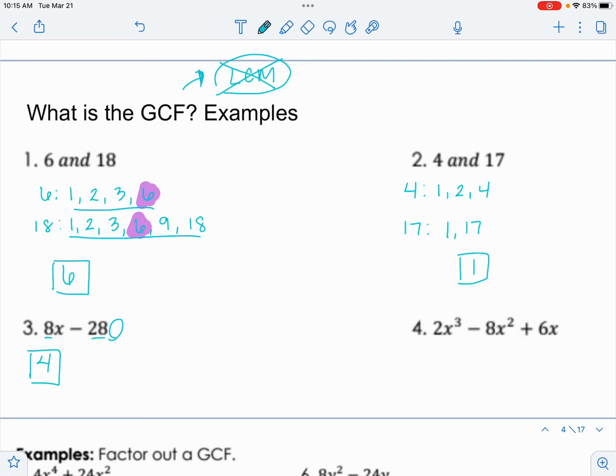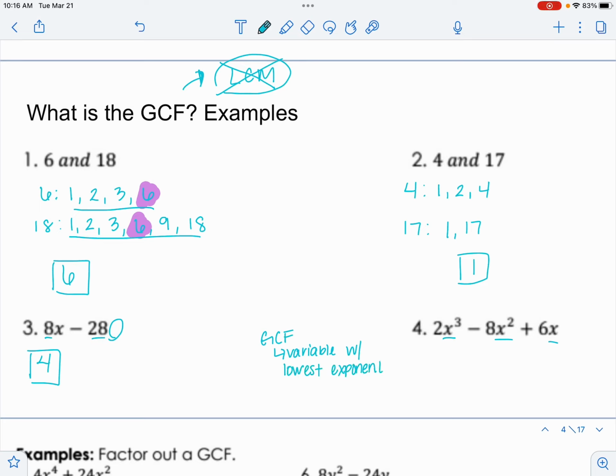When you're factoring out a variable, so for the fourth one, 2x to the third minus 8x squared plus 6x, when you're checking for a greatest common factor, all of the terms need to have a variable. That's why my greatest common factor for number 3 didn't include a variable. But for number 4, all of my terms contain a variable. So with variables, the greatest common factor is always going to be the variable with the lowest exponent.